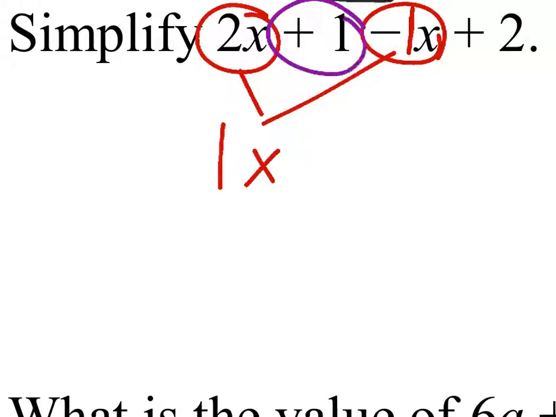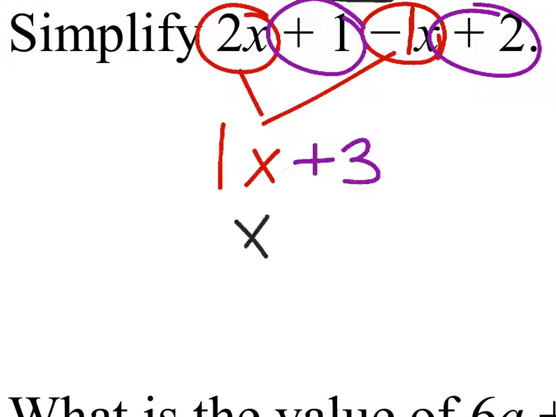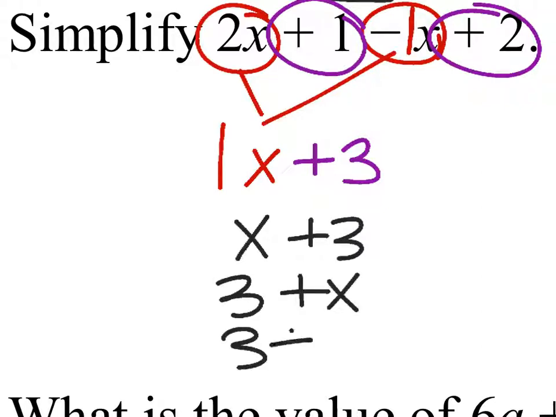Well, what about these? Let's say I had 1 fish right here, and then 2 fish right here. Well, how many fishes do I have now? 3. 3 fishes. Of course, if you want to just write this as x plus 3, that's fine. Some of you also prefer to write this as 3 plus x. Or 3 plus 1x, that's okay.